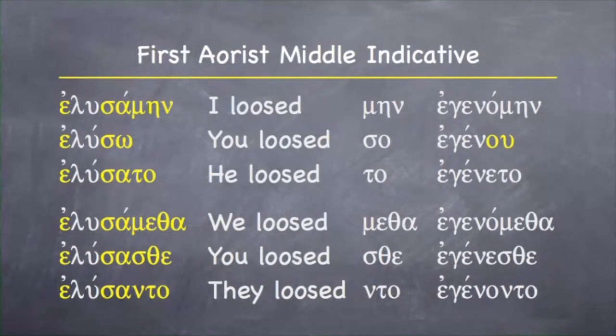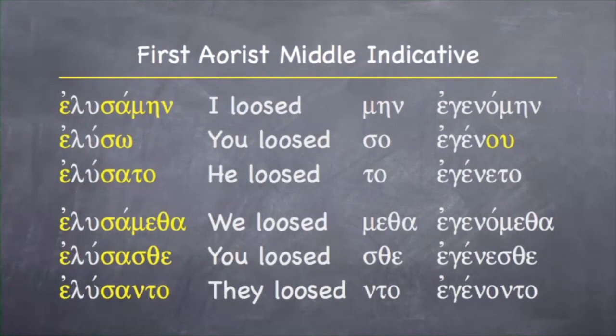Now, luo may not have been the best choice for this paradigm because all the middles that I've shown you so far are deponent, and luo isn't deponent, but it's short and it fits on the screen, so I used it, okay? So in the paradigm, I'm going to give you active meanings as if luo were a middle deponent. It's not, but you understand. So we get elusamen, eluso, elusata, elusamatha, elusasta, elusanta.